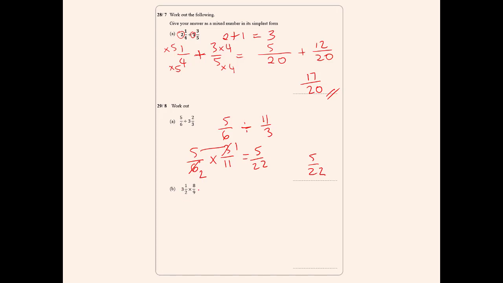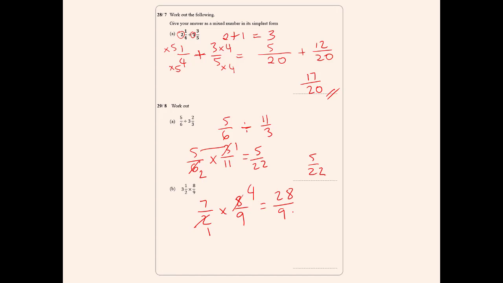Multiplying fractions, again, change this mixed number into an improper fraction. 3 times 2 is 6, add 1 is 7. 7 over 2 times 8 over 9. Again, try and simplify it. So you can see 8 and 2. 8 at the numerator and 2 at the denominator, so we can divide both by 2. So 8 divided by 2 gives us 4, 2 divided by 2 gives us 1. And that's it. 7 times 4 is 28, and 9 times 1 is 9.